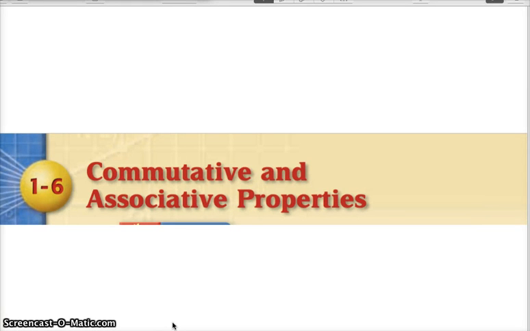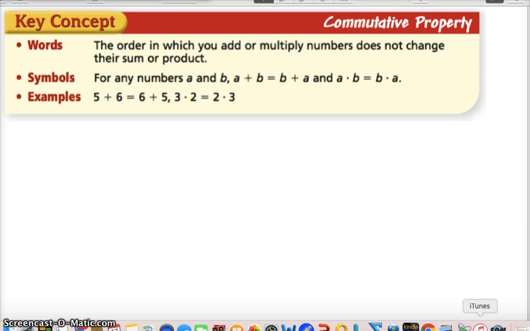Hi, Algebra 1. Here we are in section 1.6, and today we will discuss the commutative and the associative properties. So we're going to treat our vocabulary today as the words commutative and associative property.